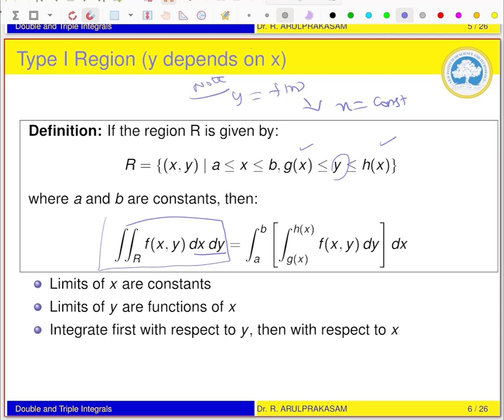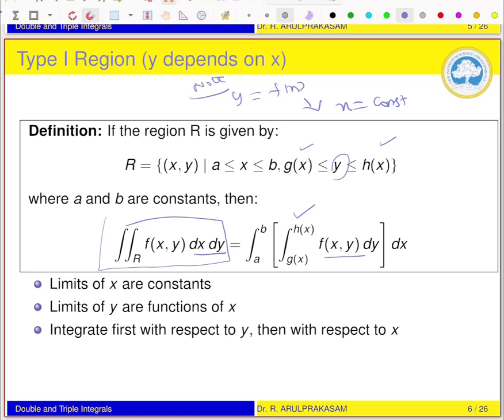So how can I evaluate it? Already I told you, if limits are defined constant-wise, we can change the order, first x and then y, or y and then x. It depends on the limit. So in this case, how can I evaluate this type of problem? When one variable limit is functionally involved, you should always consider it the inner integral. The constant value is always considered the outer integral. This is the well defined form of double integral evaluation.